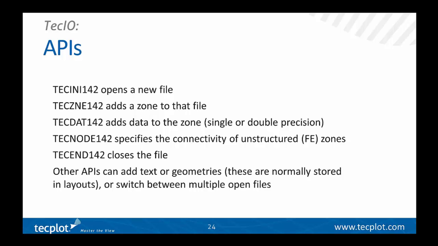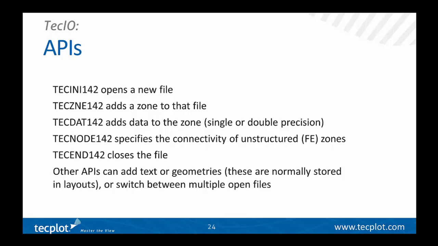TecNode is what you call if you have unstructured data, and this is the API you call to pass in the connectivity, the cell connectivity. And finally, to close the file, you call TecEnd. There are other APIs that I'm not showing here to add text or geometries or custom labels, but these are normally stored in layout files. And I mentioned here also that you can have multiple data files open at the same time and be writing, say, a surface file and a volume file at the same time if you want, and switch between them.